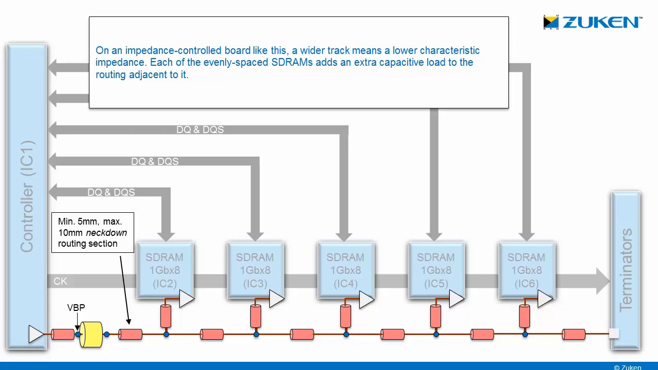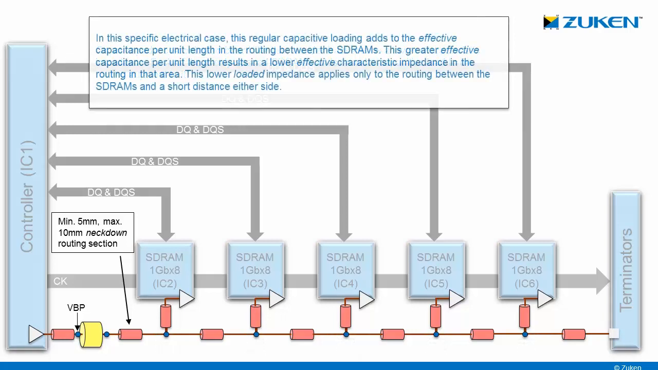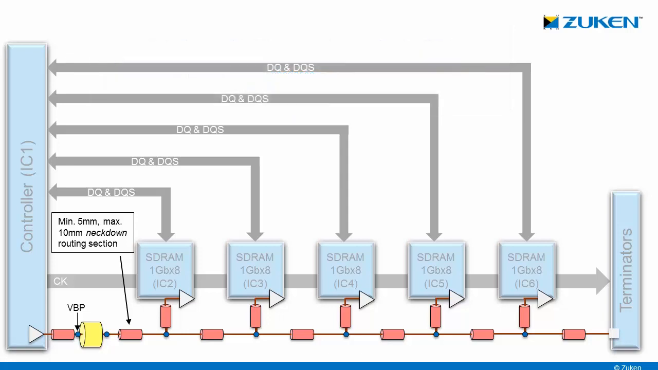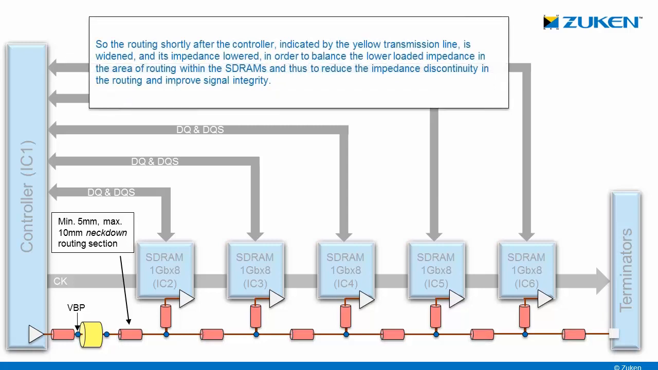Each of the evenly spaced SDRAMs adds an extra capacitive load to the routing adjacent to it. In this specific electrical case, this regular capacitive loading adds to the effective capacitance per unit length in the routing between the SDRAMs. This greater effective capacitance per unit length results in a lower effective characteristic impedance in the routing in that area. This lower loaded impedance applies only to the routing between the SDRAMs and a short distance either side. So the routing shortly after the controller, indicated by the yellow transmission line, is widened and its impedance lowered in order to balance the lower loaded impedance in the area of routing within the SDRAMs, and thus to reduce the impedance discontinuity in the routing and improve signal integrity.